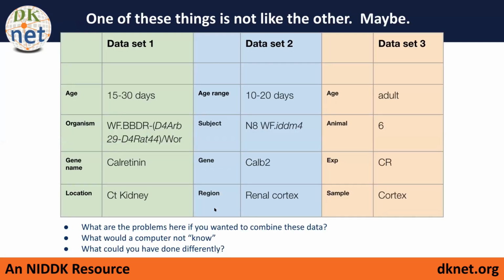So here I've created a little fake spreadsheet that brings these 3 data sets together. Let's say I found them. And I see that in data set 1, I have something called age, organism, gene name, and location. In data set 2, I have age, range, subject, gene, and region. And in data set 3, I have age, animal, exp, and sample. And here are my values. I have an age range up here. I have this name of an organism, looks like a strain. I have a gene name, and I have something called CT kidney, okay? Now, I want you to take a look at this and tell me, what are the problems here that you would encounter if you wanted to combine these data?